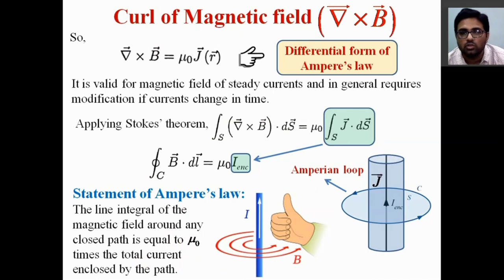Okay, so this is all about Ampere's circuital law.